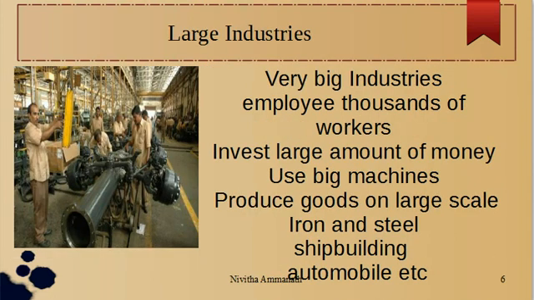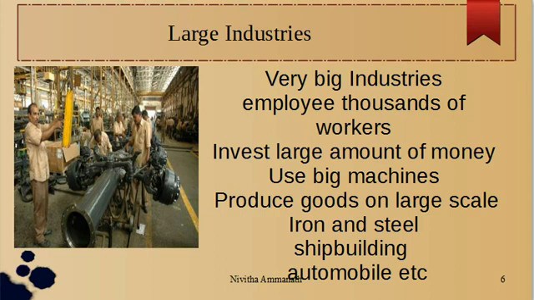Large industries. These are very big industries, employing thousands of workers. They invest a large amount of money, use very big machines, and they produce goods on large scale. Now, the products of the large industries are used by small industries to make further goods. For example, the products of the large industries are producer goods. They produce further goods. Large industries are iron and steel, shipbuilding or automobile, etc.